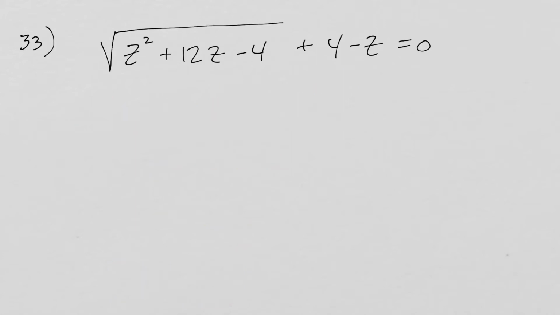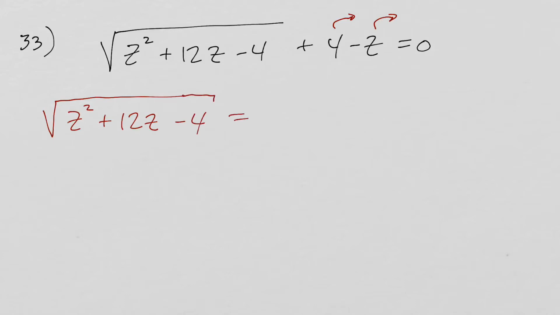Okay, the first thing I want to do in this problem is isolate the radical, which means I have to move these terms to the other side. So I'm going to have the square root of z squared plus 12z minus 4 is equal to, when I move the negative z over, it becomes a positive z. When I move the positive 4 over, it becomes a negative 4. Now I'm going to square both sides.